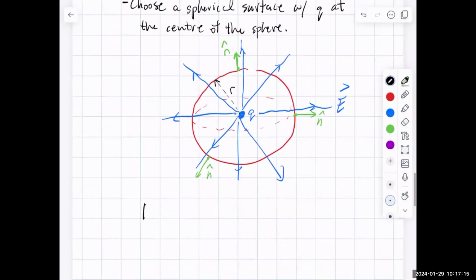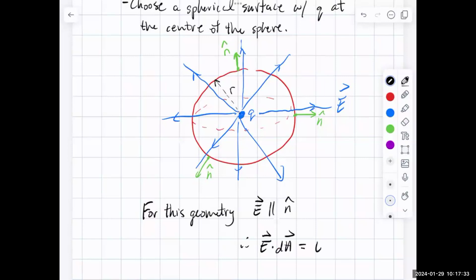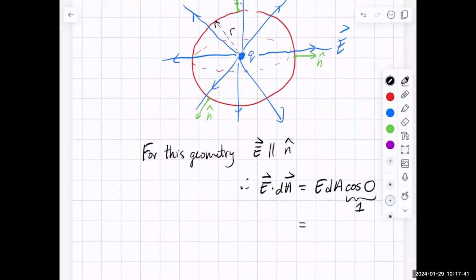Okay, so for this geometry, E is always parallel to n hat. And so therefore, this E dot dA is just going to be E dA cosine of 0. And cosine of 0 is 1. And so we just get E dA. So the vector stuff, the dot product is gone. And so now we don't have to worry about that anymore. All right.